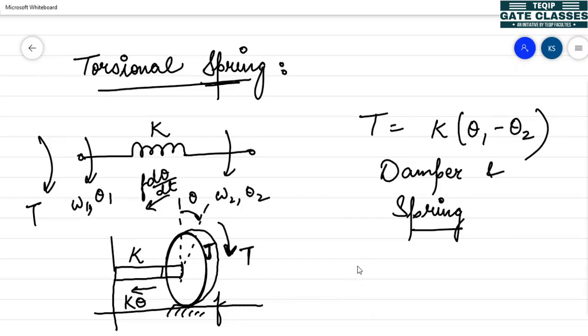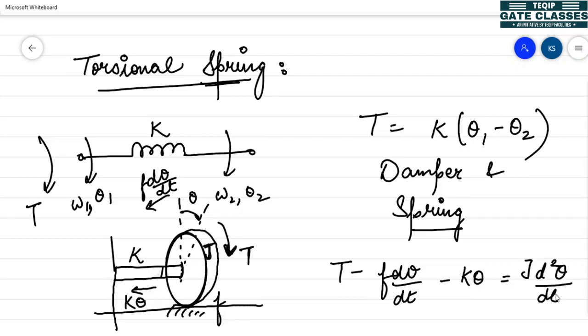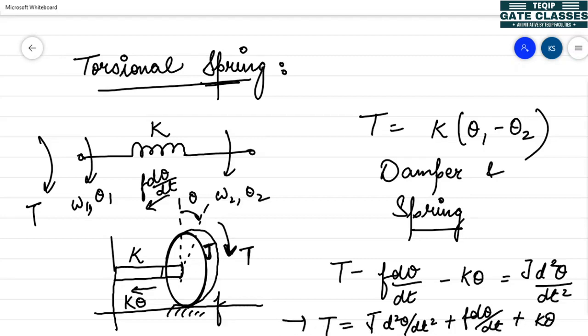So the resultant torque acting on the disc is T minus F d theta by dt minus K theta, which is equal to J d2 theta by dt2. So we can write it as T equals J d2 theta by dt2 plus F d theta by dt plus K theta. So it is a second order differential equation.